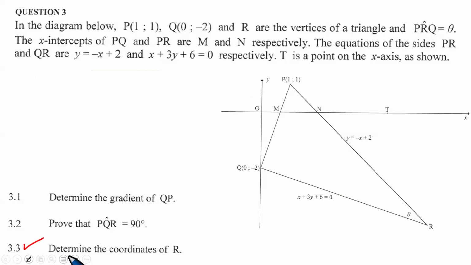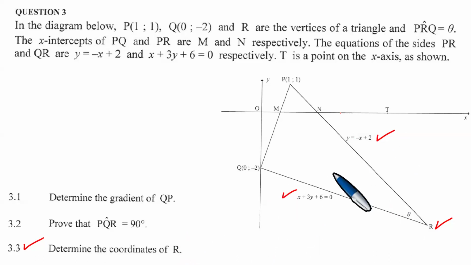Right, in the next point, we want to determine the coordinates of R. To determine the coordinates of R, what do we do? Straightforward. We can see there are two lines. The line whose equation is y equals minus x plus 2, and another line whose equation is x plus 3y plus 6 equals 0. These two lines intersect at the point R, and we want to determine the coordinates of R.